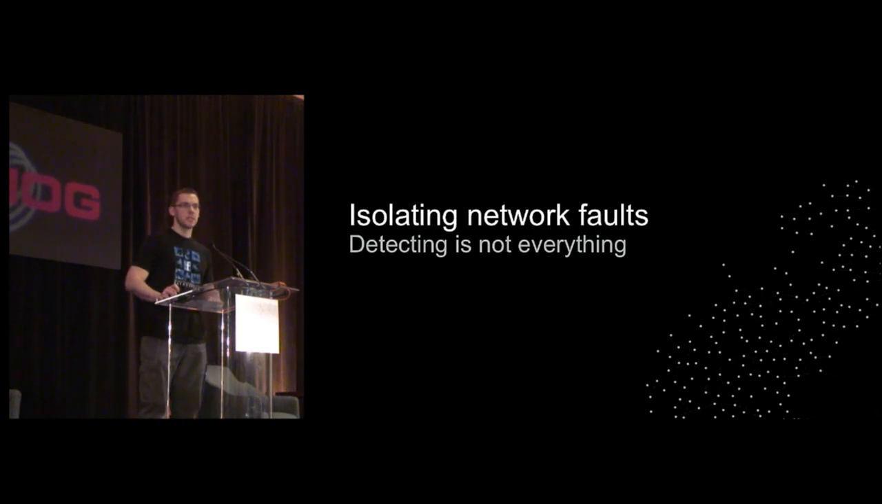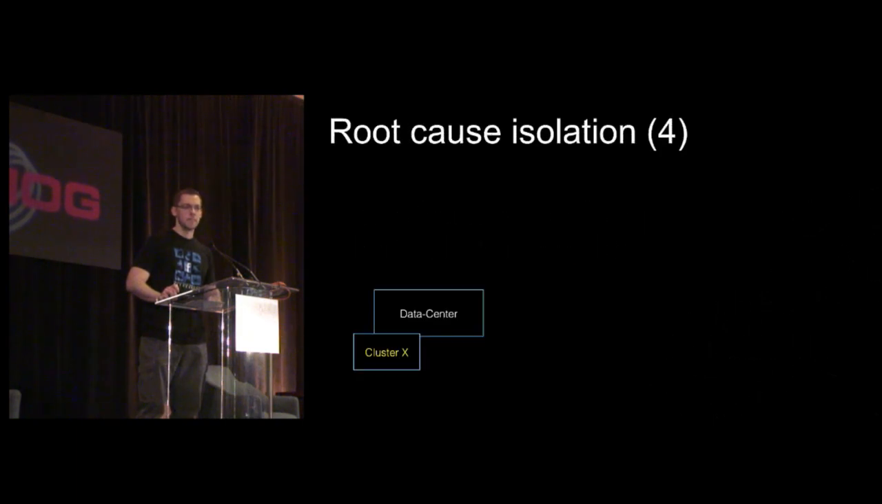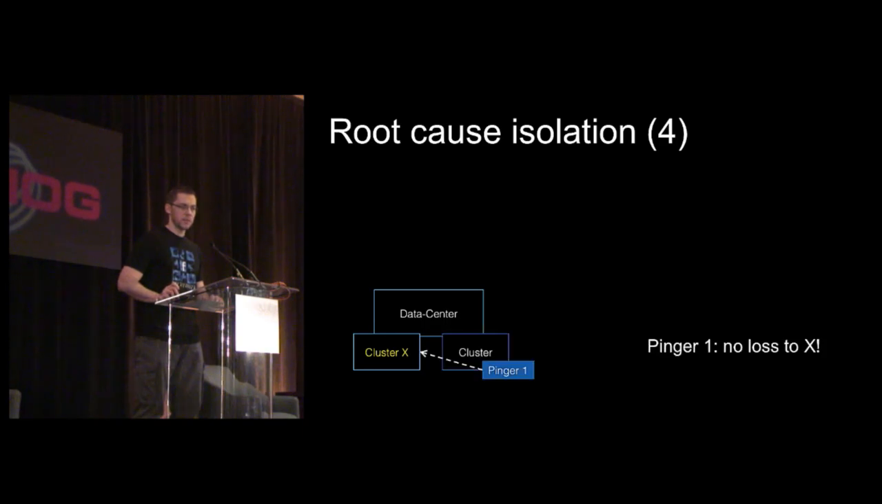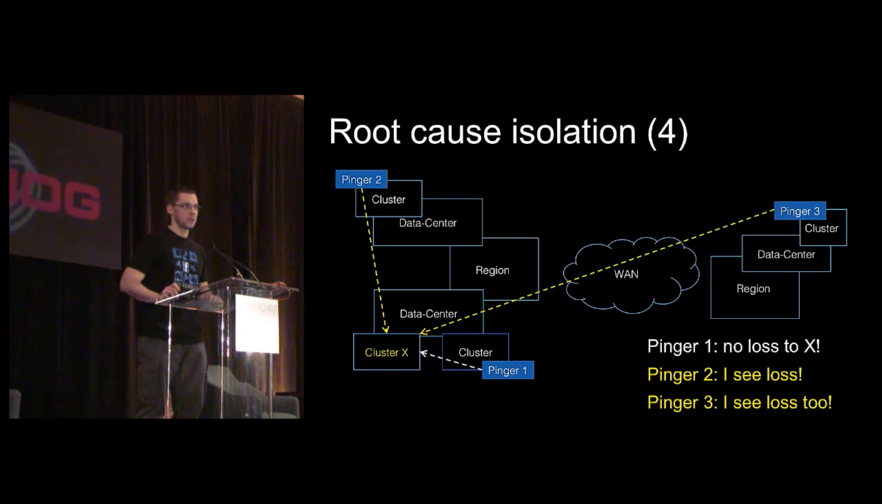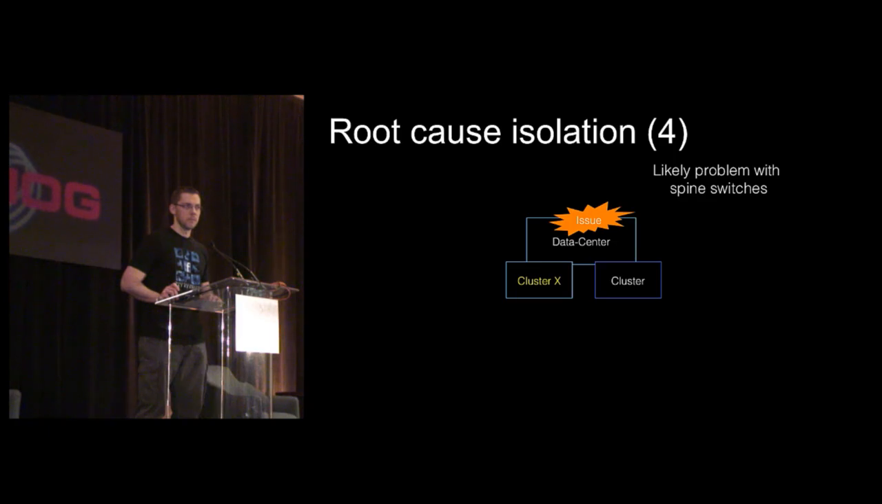Okay, so detection, just the first stage. By detection, we only know there's a problem, but we don't know where it belongs to. As I mentioned, by using the proximity scopes, we can already identify the fault location with some approximation. For example, if we have a cluster and the pingers in the same data center report no loss, while pingers in the same region and outside of a region report packet loss, we may conclude that the packets are being dropped at data center level, most likely in the spine switches.